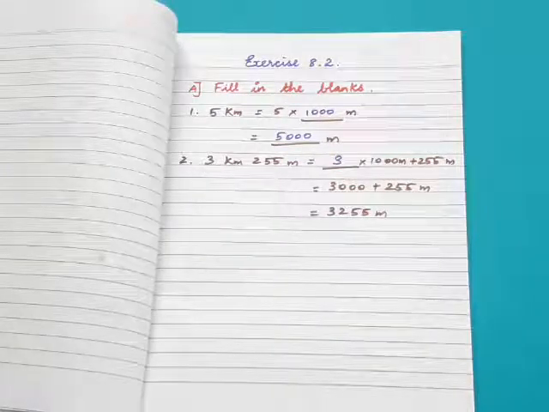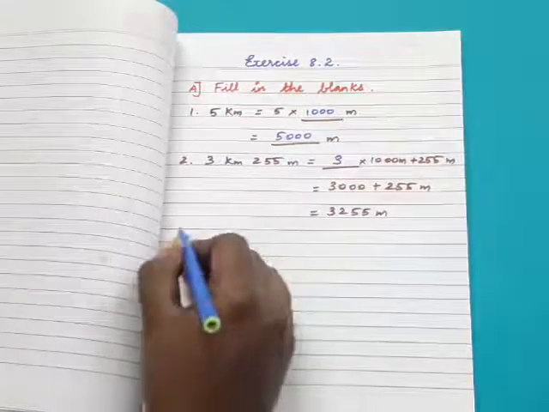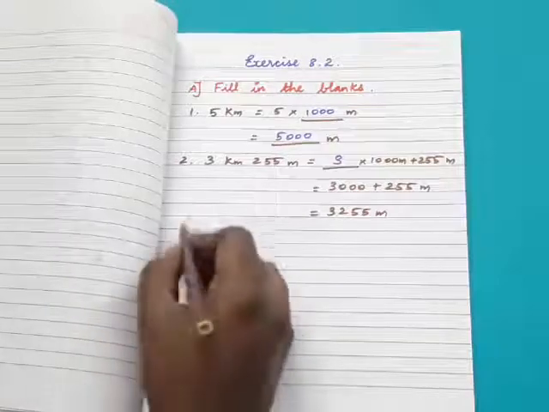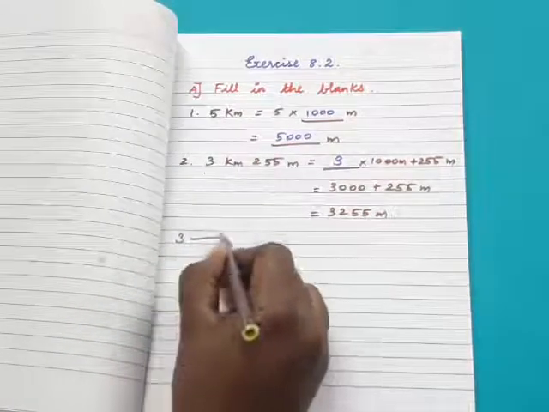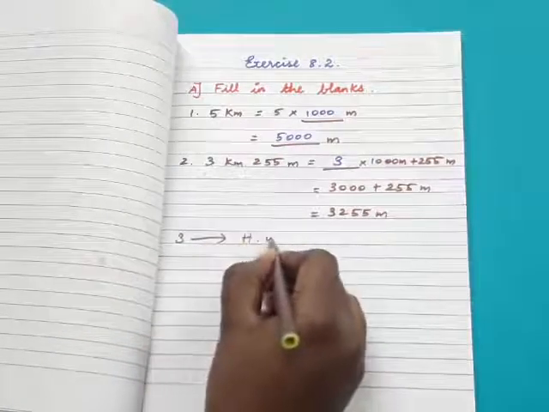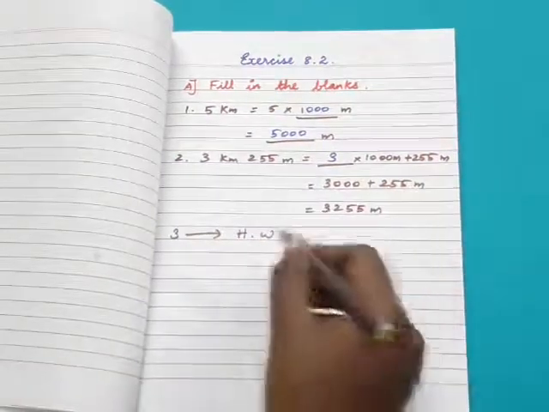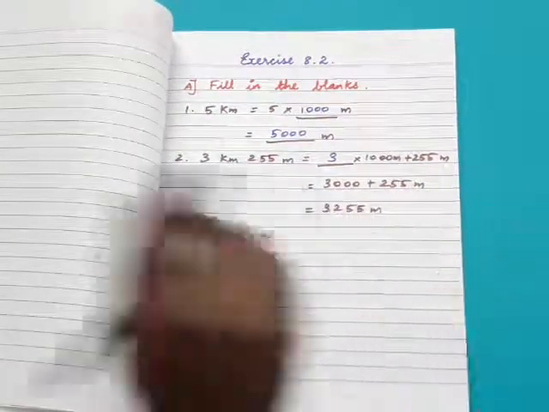The remaining one, the third one, is your homework. Put an HW mark in your book. The third one is the homework which you are going to do in the classwork.